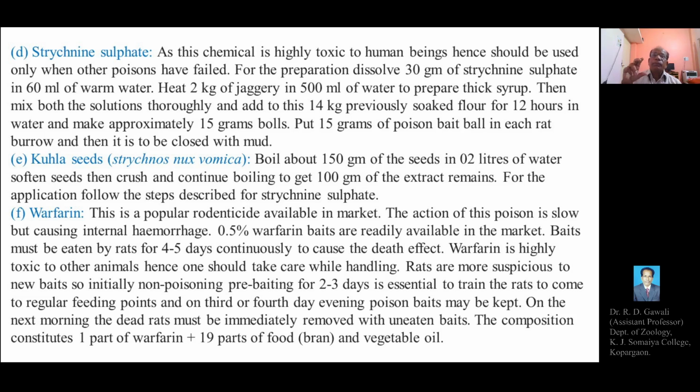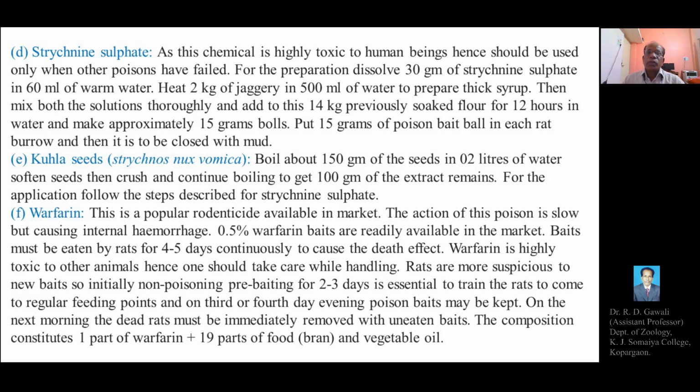Warfarin is a rodenticide, and 0.5% warfarin baits are readily available in the market. These warfarin baits can be used in the rat burrows so as to kill the rats. The baits must be eaten by the rats for 4 to 5 days continuously so as to cause the death effect. Warfarin is highly toxic to other animals, hence one should take care while handling.